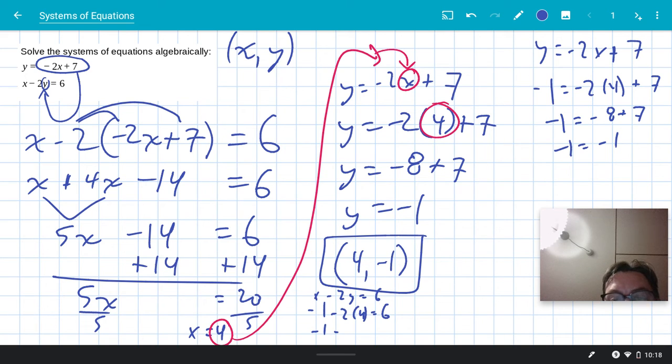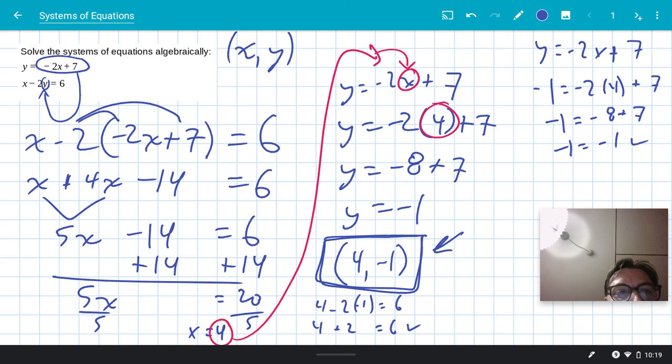2 times, oh, you know what? I messed that up, didn't I? I'm putting the wrong numbers in the wrong places. So if I have 4 minus 2 times negative 1 equals 6, 4 plus 2 equals 6, so that works, right? Both of those are true, so I just confirmed that this is my answer. Okay, so that's solving by substitution.